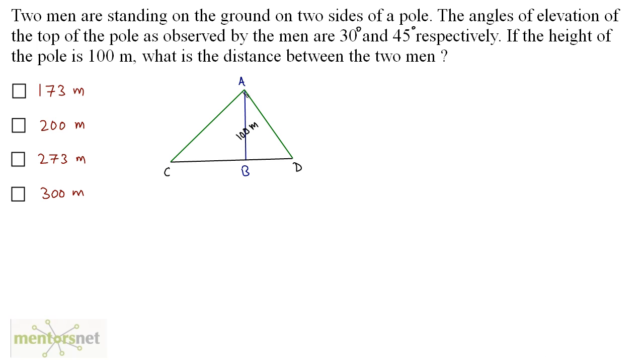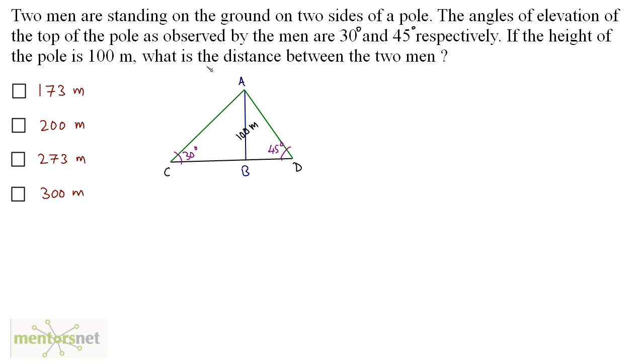Okay, so this segment AB is the pole, we can assume that, which is of 100 meters. And C and D are the two men standing on two opposite sides of the pole. Now, the top of this pole, that is this A, makes an angle of elevation with C as well as D. These angles of elevation are 30 degrees and 45 degrees. So we can say that this is 30 degrees and this angle is 45 degrees, right?